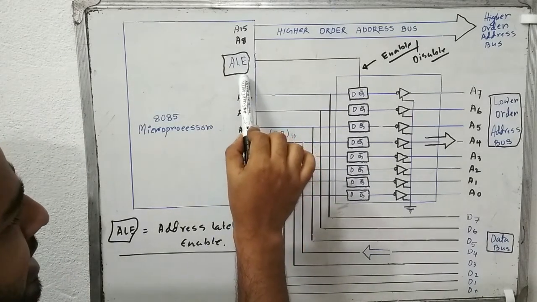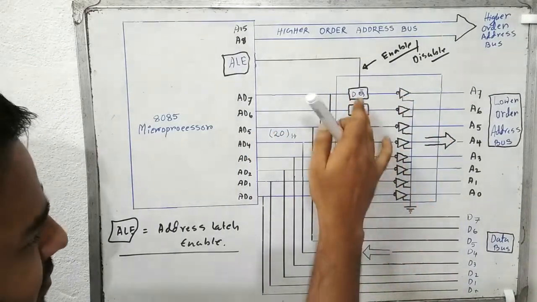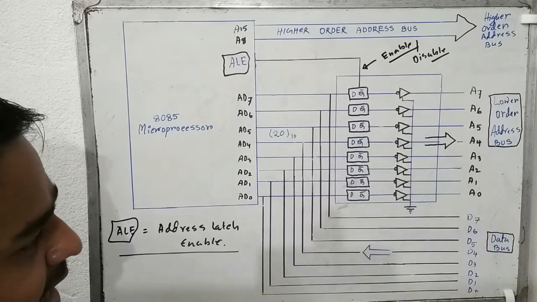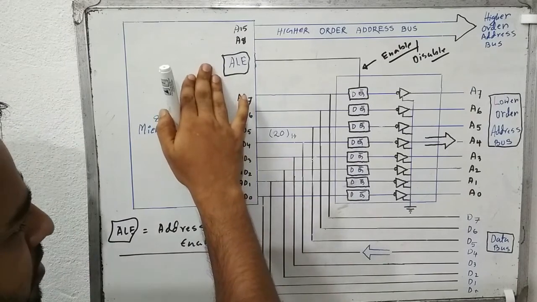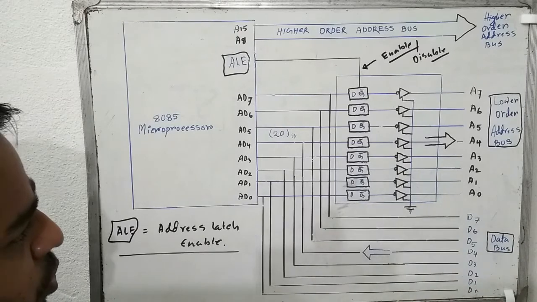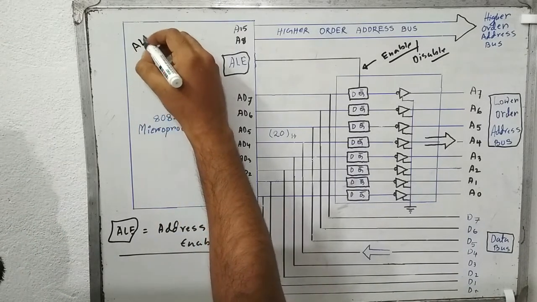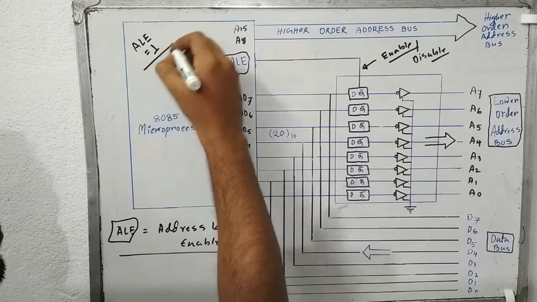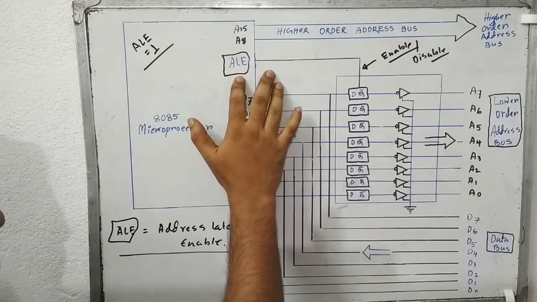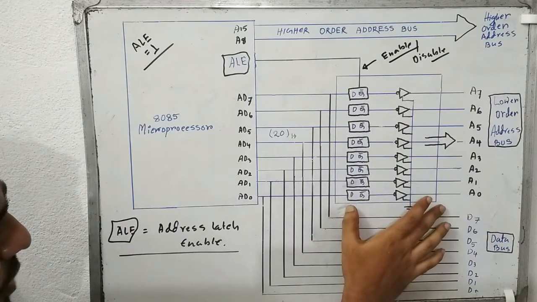So if the ALE is 1, that means the D flip-flops will be enabled and the circuit will be activated. And when the ALE is 0, the D flip-flops will be deactivated, and the circuit will not work at that time. So let's see the process. Suppose ALE equals 1, that means we have provided a high value to the ALE signal. If ALE is 1, it will make all the D flip-flops active, the whole circuit will be active.